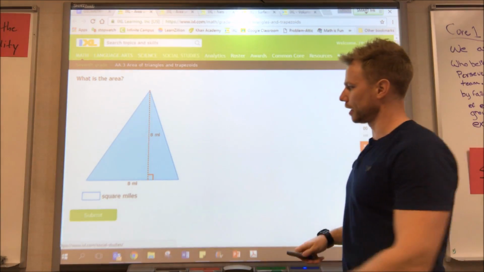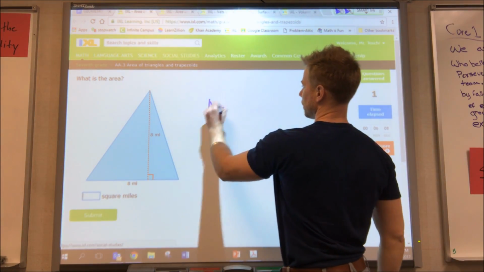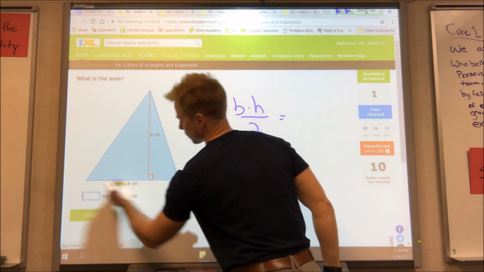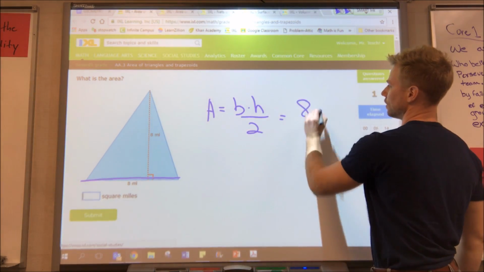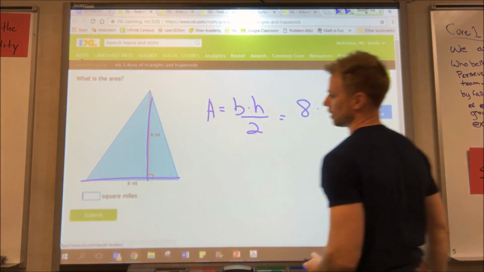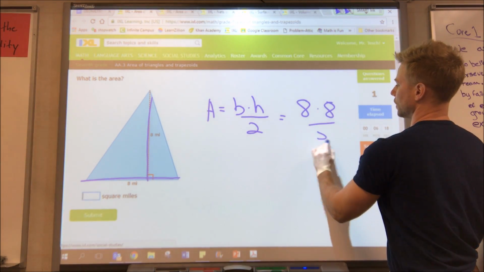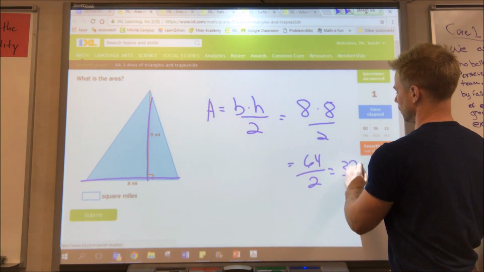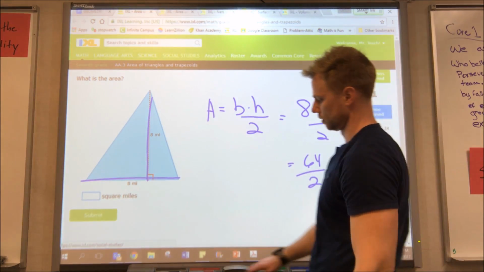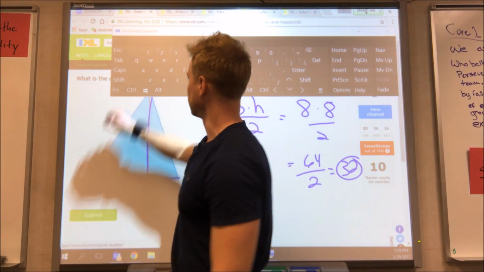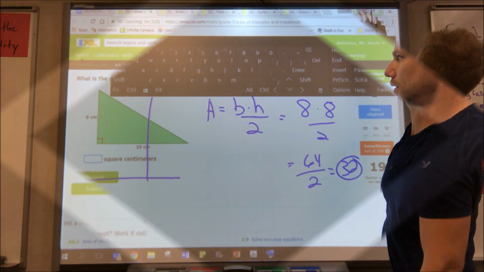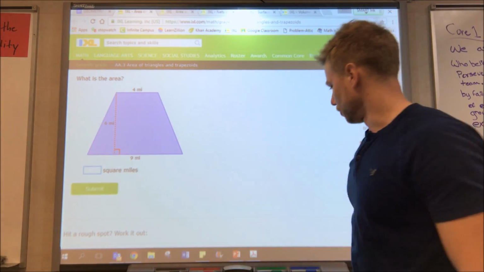All right, again, we have a triangle. So area is base times height divided by 2. Base is 8. The height is 8. And divided by 2. 8 times 8 is 64. Divided by 2 is 32. So we'll plug in 32. Good.